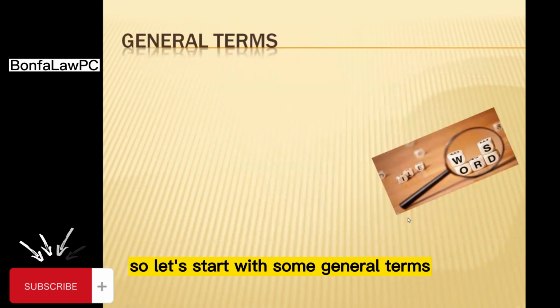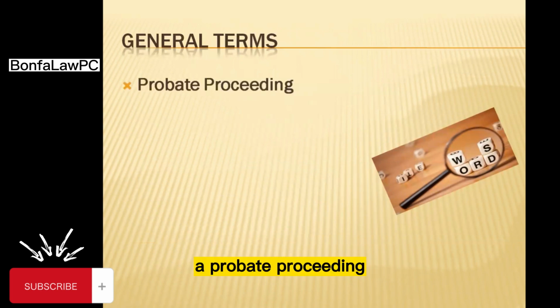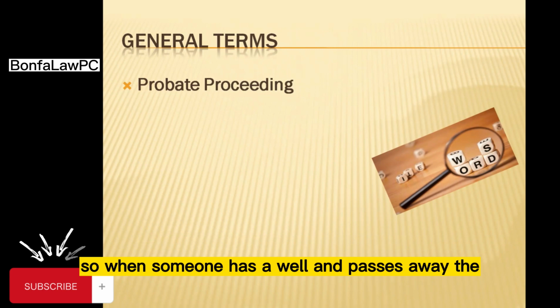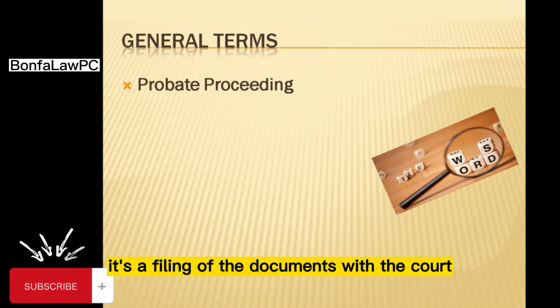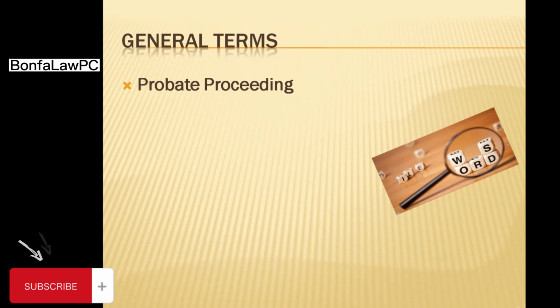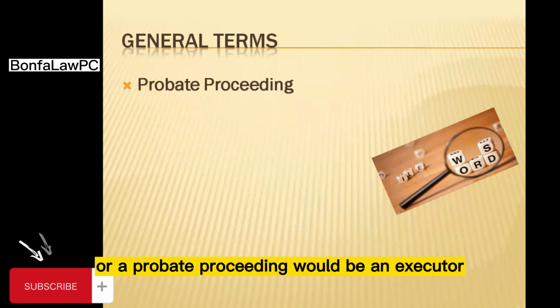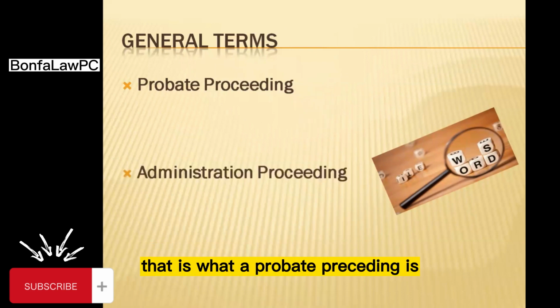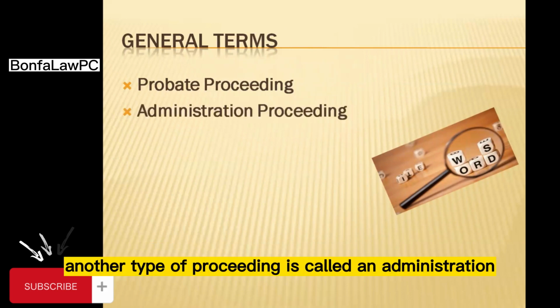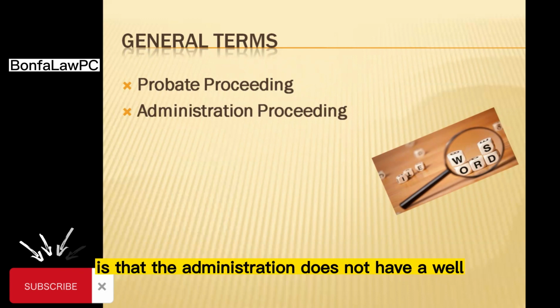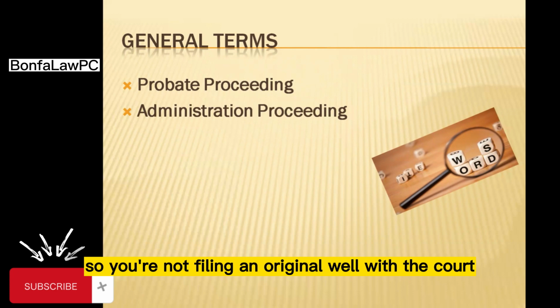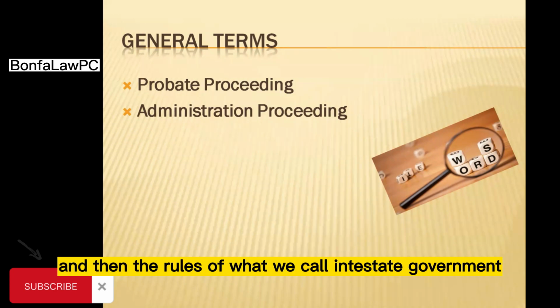Okay, here we go. So let's start with some general terms. A probate proceeding. When someone has a will and passes away, you have to have a probate proceeding. It's a filing of the documents with the court, and the court appoints an executor. That is what a probate proceeding is. Another type of proceeding is called an administration. The only difference between a probate proceeding and an administration is that the administration does not have a will.